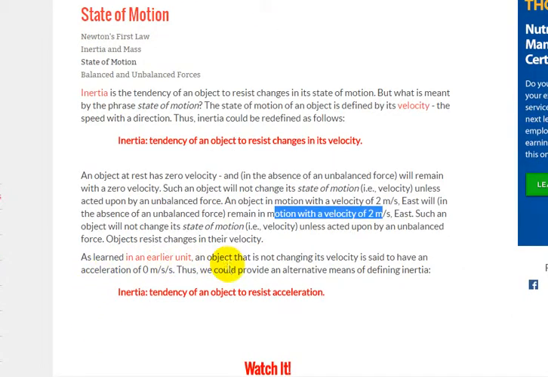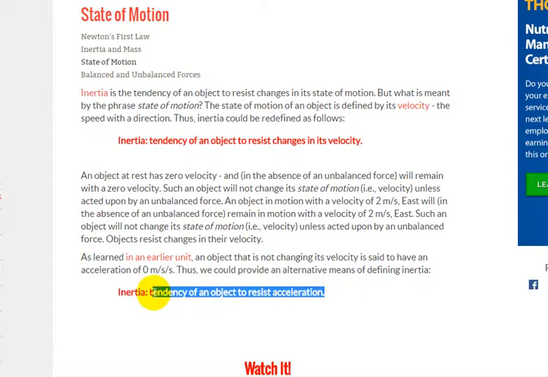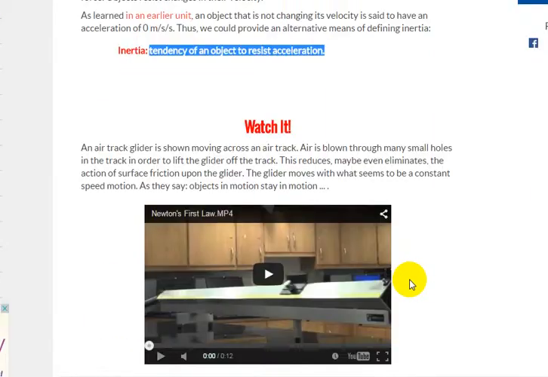As learned in earlier units, an object that is not changing its velocity is said to have an acceleration of 0 meters per second squared. In other words, it's not speeding up, it's not slowing down, it's simply going at a constant velocity. So we could also say that inertia is a tendency of an object to resist accelerating.